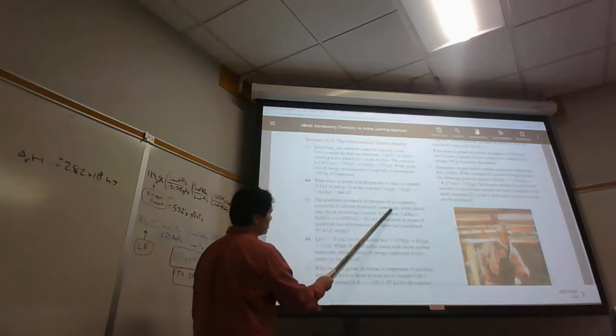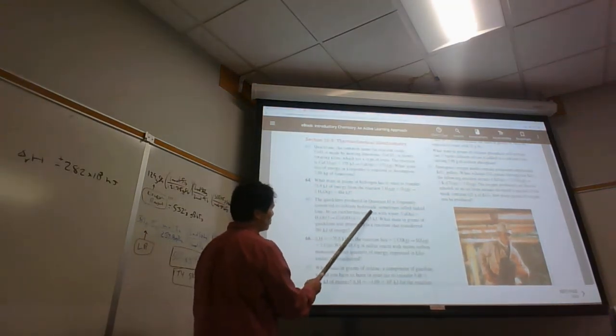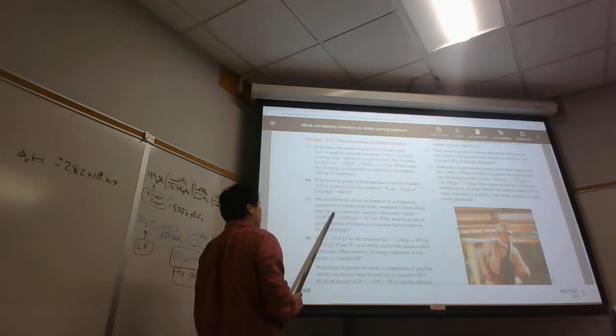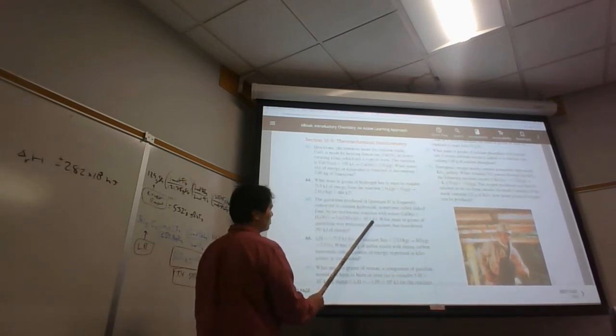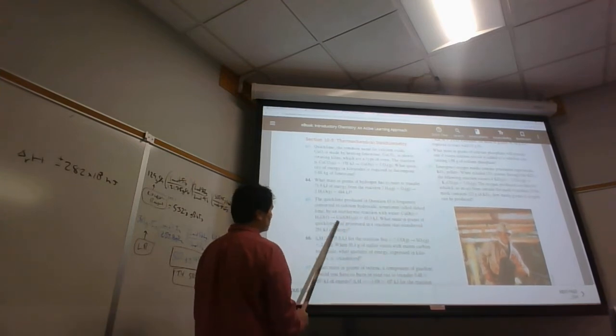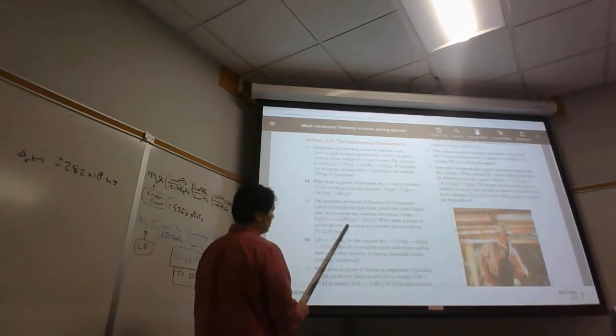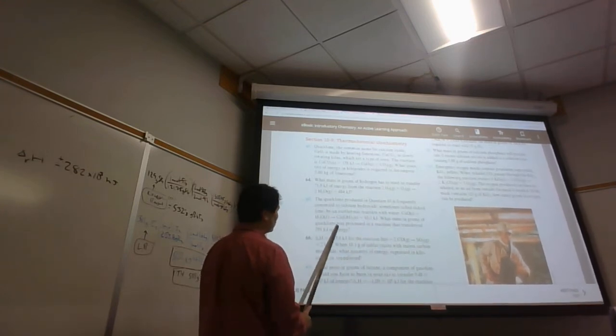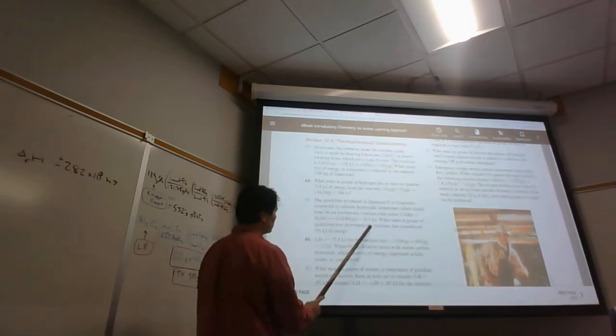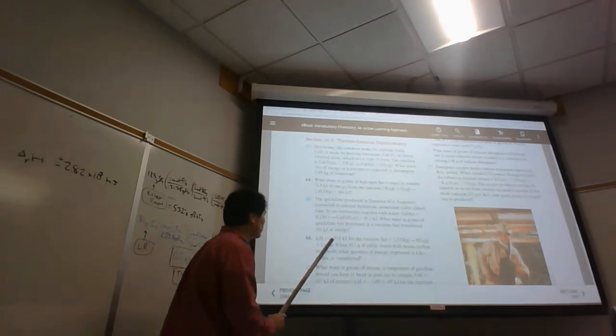Quicklime produced in question 63 is frequently converted to calcium hydroxide, sometimes called slaked lime, by exothermic reaction with water. So again, this is exothermic, so heat is produced as a product. Calcium oxide plus water yields calcium hydroxide plus 65.3 kilojoules. What mass in grams of quicklime was processed in a reaction that transferred 291 kilojoules of energy?